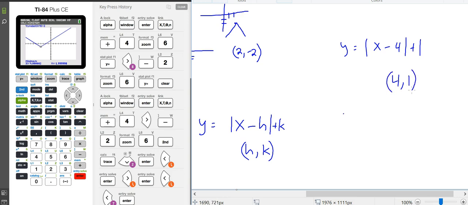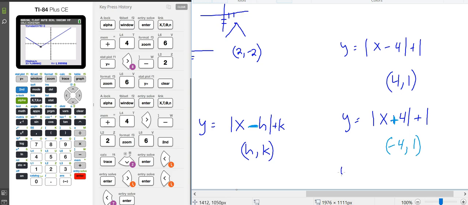Let's say you had the function y is equal to the absolute value of x plus 4 plus 1. Then, since in the original equation we have a minus sign between the x and the h, we have minus h, and here we have a plus sign. When we're writing out the vertex, we have to switch the sign. So this becomes -4 comma positive 1.